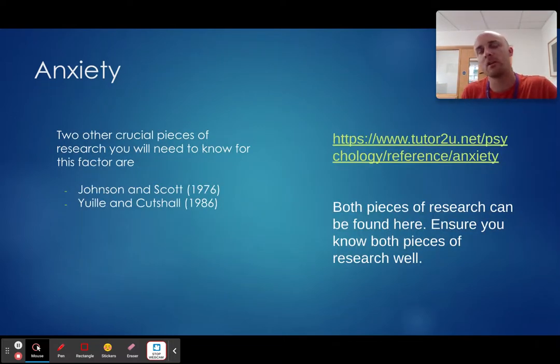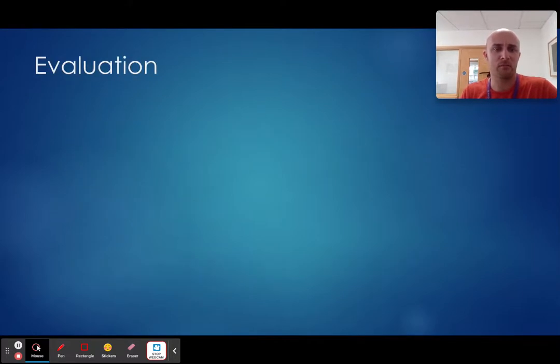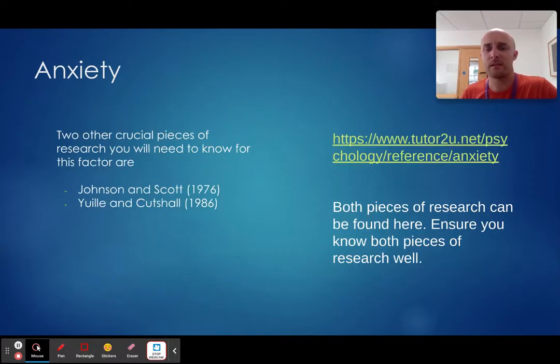Now, you do need to know two pieces of research. I would know both Johnson and Scott and Ewell and Cutshall. Johnson and Scott is my particular favourite. I don't think I've got them on here, but both pieces of research can be found on this site just here. Again, I would know all those pieces of research. So you need to know Loftus and Palmer for leading questions.